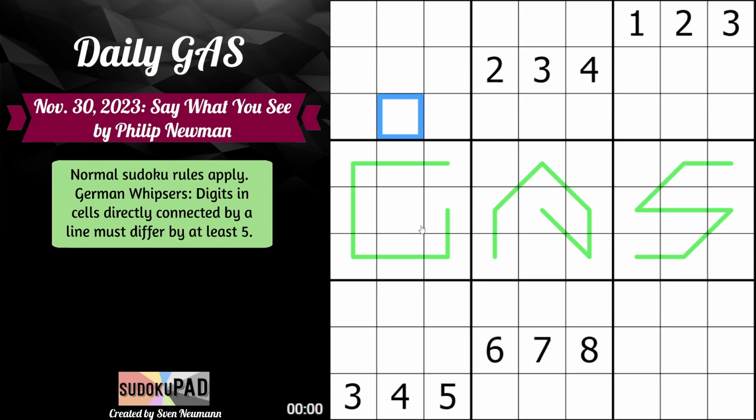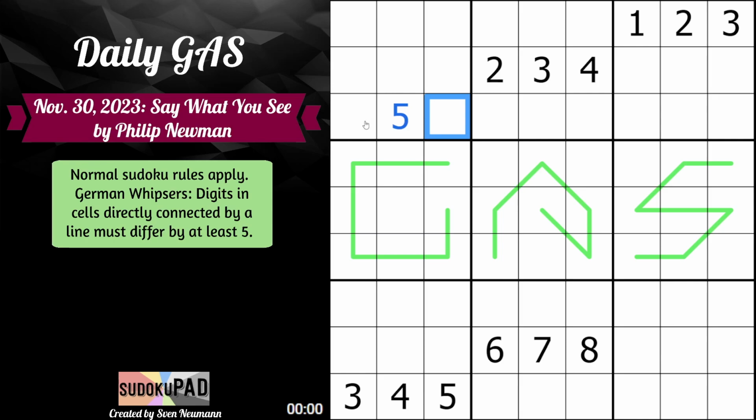So, a German whisper can never have a 5 on it. We're going to start with that. And the reason is because if you try to differ by at least 5 and you go 5 below the 5, you get 0. And if you try to go 5 above the 5, then you get 10. And 0 and 10 are not, in fact, valid Sudoku digits.